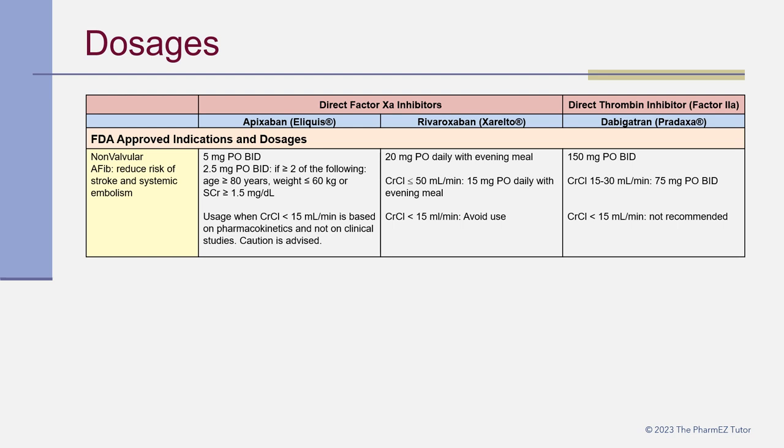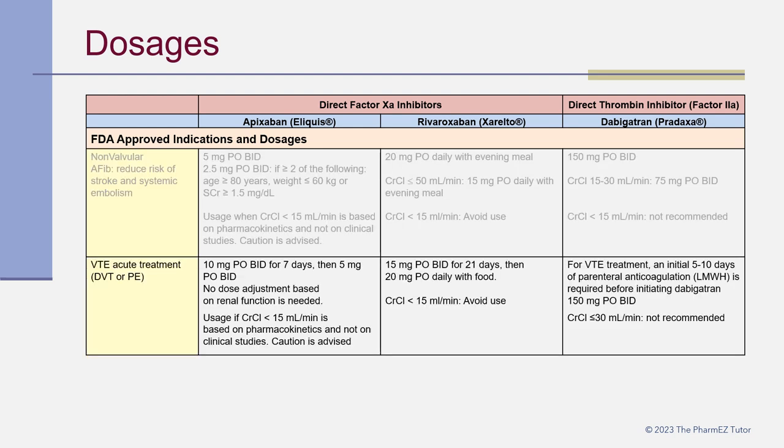The dose for dabigatran is 150 mg BID. If the creatinine clearance is between 15 and 30, the dose should be reduced to 75 mg BID. And if the creatinine clearance is less than 15, the use of dabigatran is not recommended.